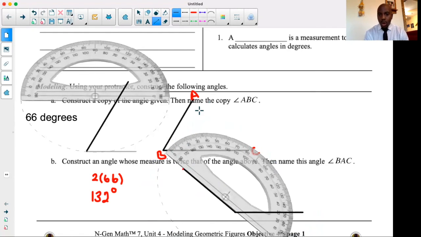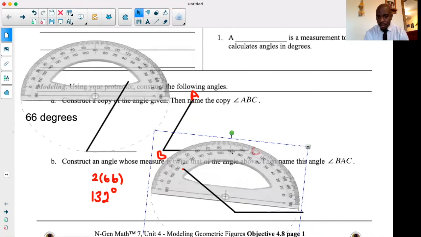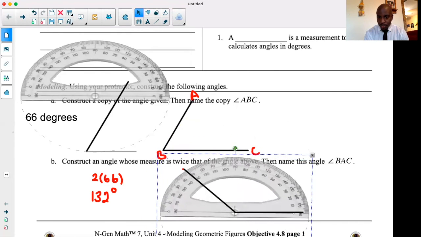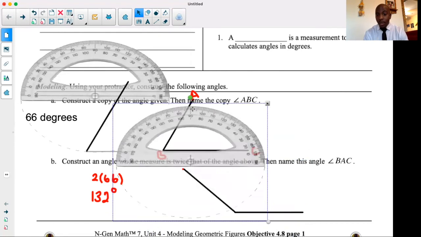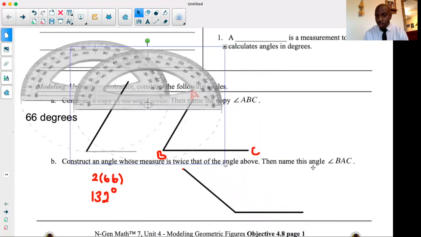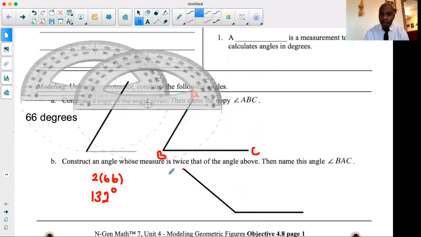I made. And as usual, I could always check it by grabbing the protractor, putting the center at the center, and seeing if indeed it is 132. And it looks like it's about 132. Excellent. Now we're almost done because the last thing they want us to do is make sure we name this angle. We need to name it. In this case, we're naming it B, A, C. Okay. Notice the middle letter is A in this case, not B. So I would name this BAC.